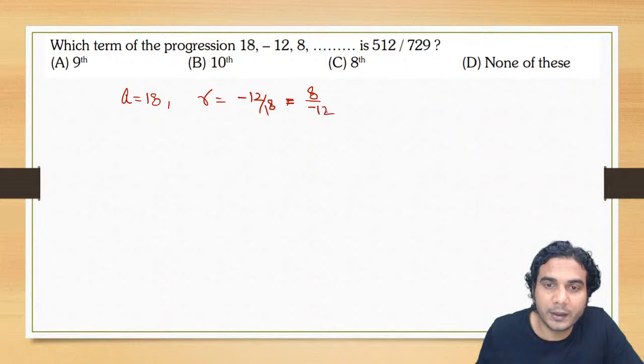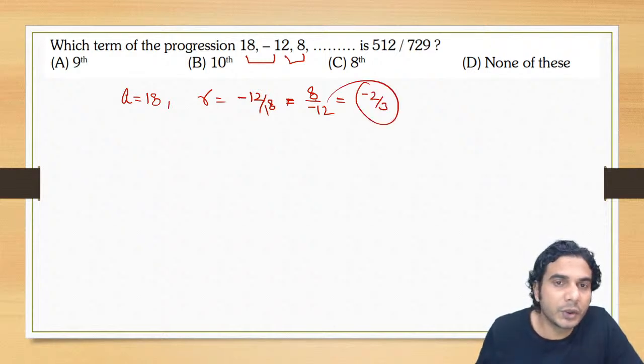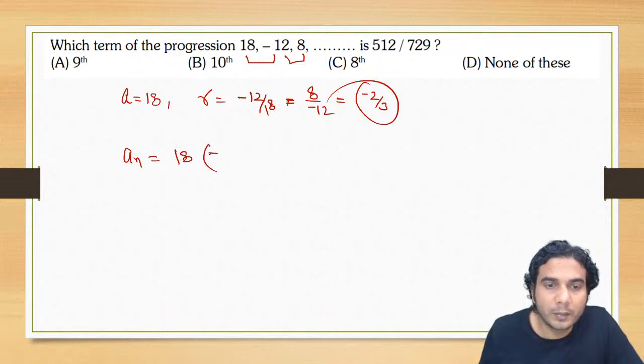All right, so take the common ratio of first, second, and third, and second also. Only 3 terms are given, so that's all we can check. So minus 12 upon 18 is going to be minus 2 upon 3. All right, so this is your common ratio. Now apply the formula. You need to find the 10th term. So nth term is A into minus 2 upon 3 raised to n minus 1.